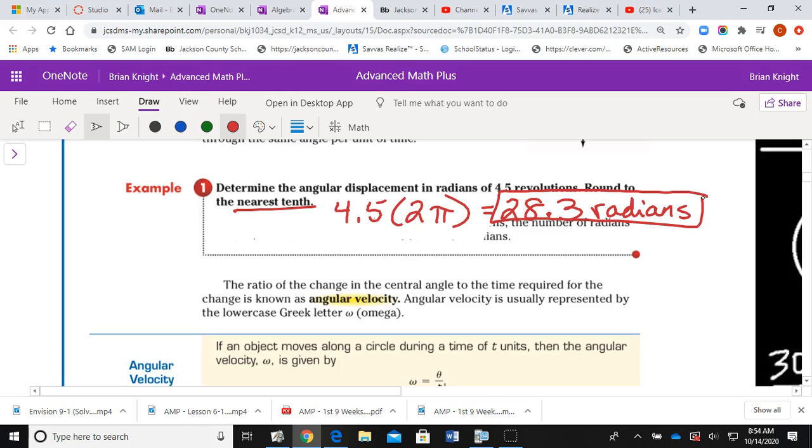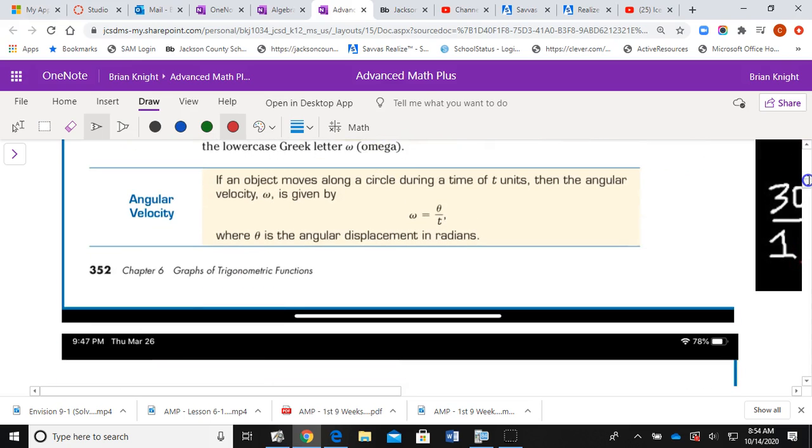Again, it's exactly like you were doing with degrees earlier in chapter 5, but now we're in chapter 6, so everything's in radians. Everybody good? Okay? So, that's how far we travel. Okay? So, we're going to take that next and figure out angular velocity.